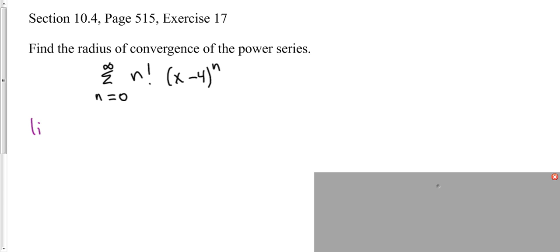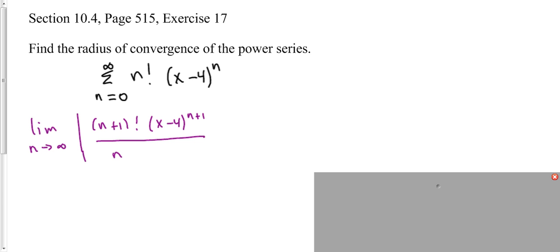So I'm going to have the limit as n goes to infinity. Remember, we're going to take the absolute value. And for the ratio test, it's the n plus 1 order term. So it's going to be (n plus 1) factorial times (x minus 4) to the n plus 1 divided by the nth order term. So that's going to be n factorial times (x minus 4) to the n. And as is usually the case when we're dealing with a ratio test, we're going to be able to cancel some things so we can do some simplification.